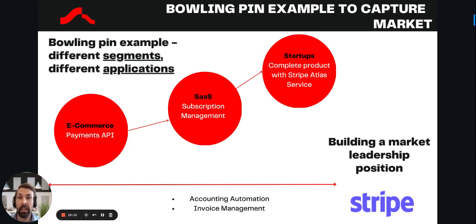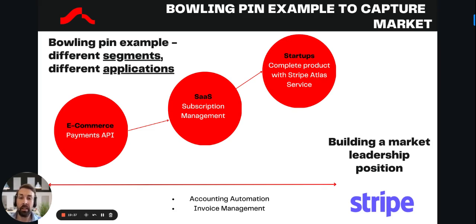So they thought, okay, let's make it easier for software as a service businesses so that we can grow more in software as a service businesses. So they created the subscription management product for software as a service. So you have a new application right there for software as a service and a new segment, which is SaaS. So they expand into there.